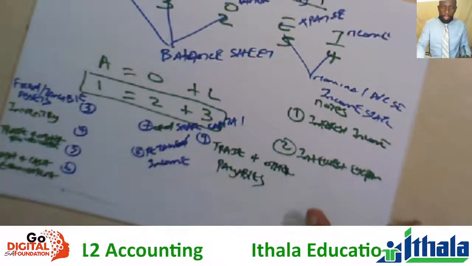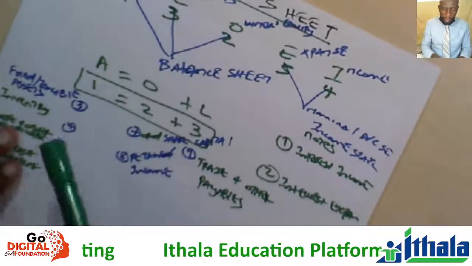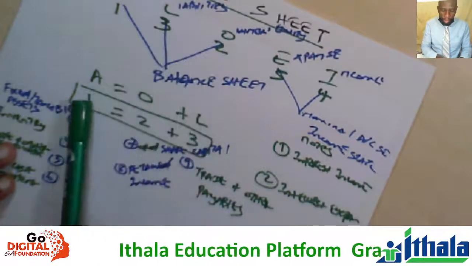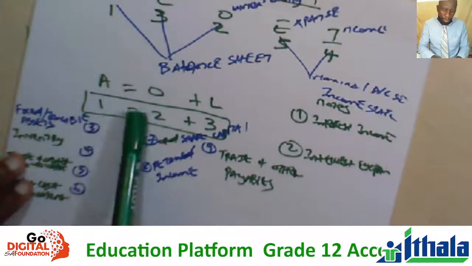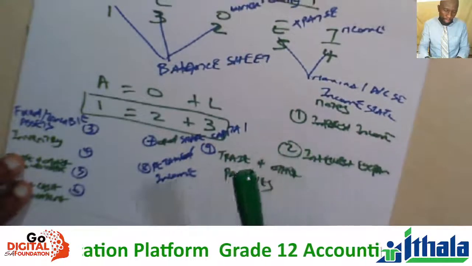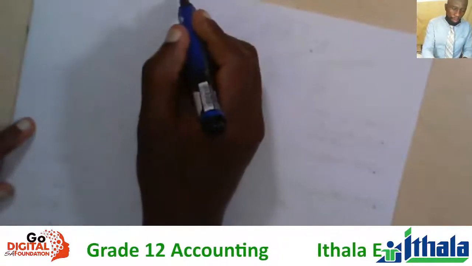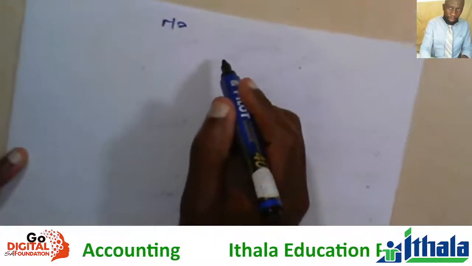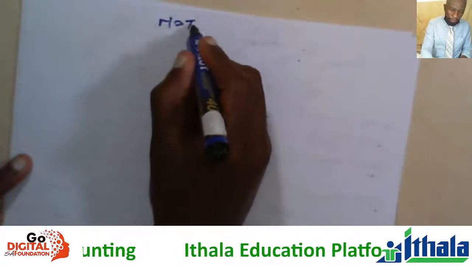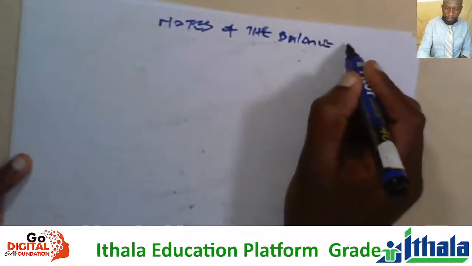Let me go quickly through the notes so that we can start our question. So that is basically the balance sheet, learner. I said the balance sheet is all about A, L, O, or A is equal to O plus L. According to our system, A is equal to O plus L, and these are the notes. Let me write these notes quickly: the notes of the balance sheet, before we go into the balance sheet.